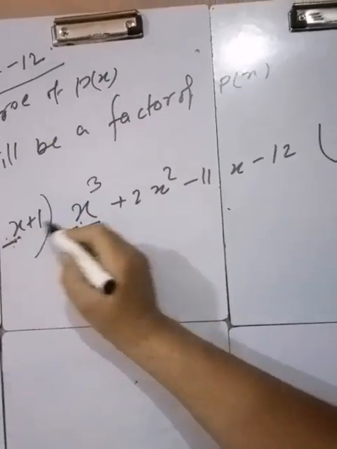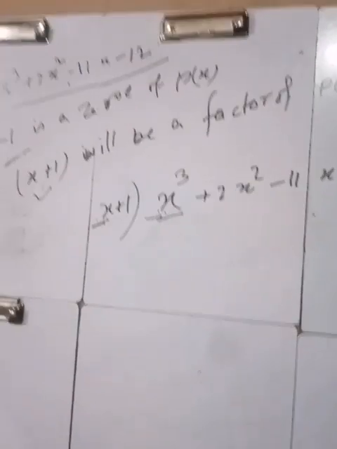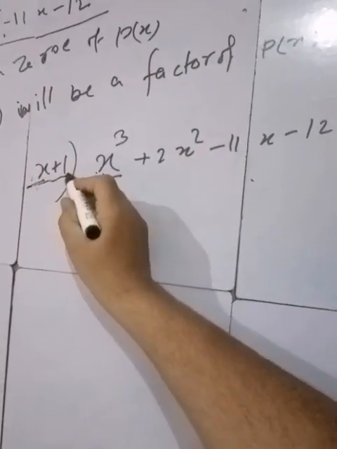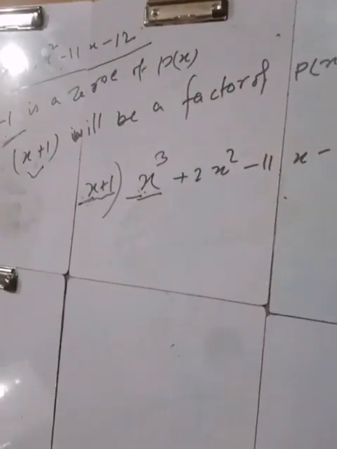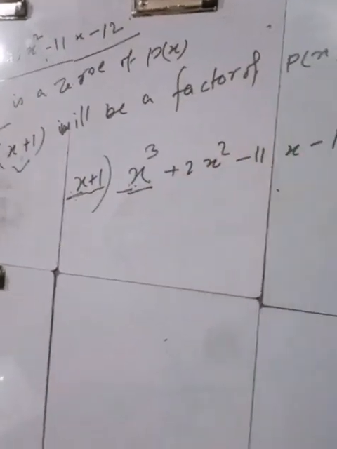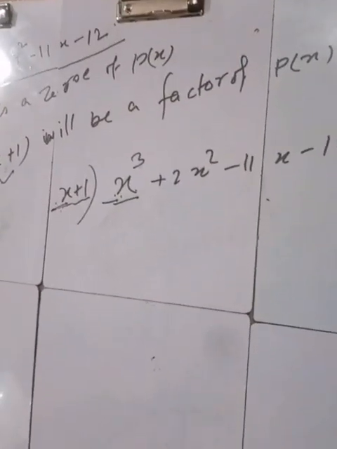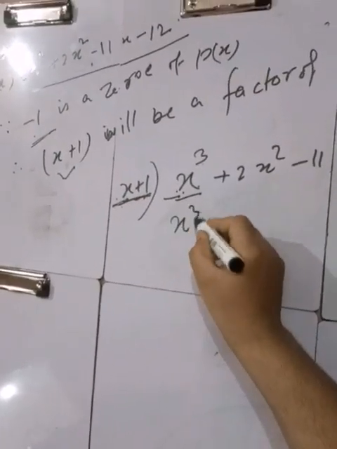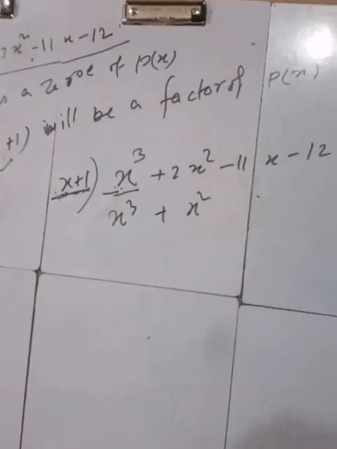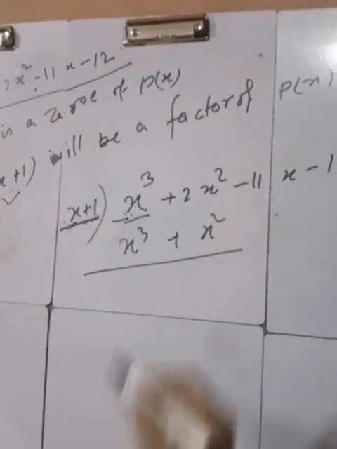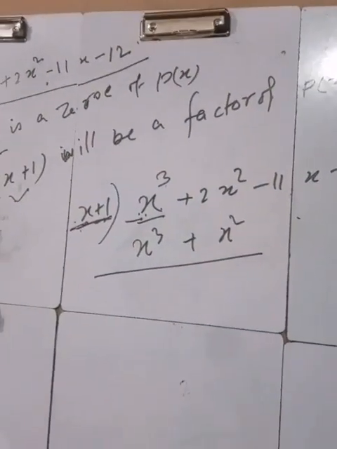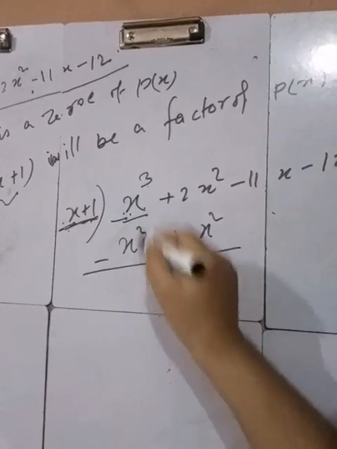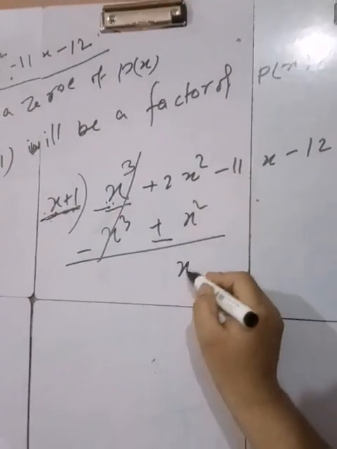If you multiply this 1 by 1, the coefficients will be equal. Now what do we get? We are dividing x cube by x. So if you multiply this polynomial x plus 1 by x square, you will get x cube here. So we write x square here, and multiply this x square to both terms. So this becomes x cube plus x square. Now I go for subtraction. In case of division, after multiplying the quotient by the divisor, we subtract. So this will be minus, this will be minus, this will be cancelled. We will get only x square here.